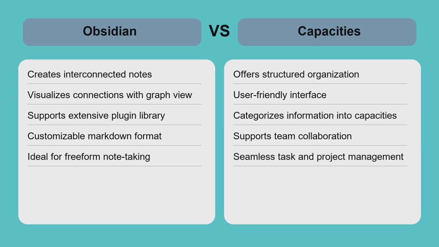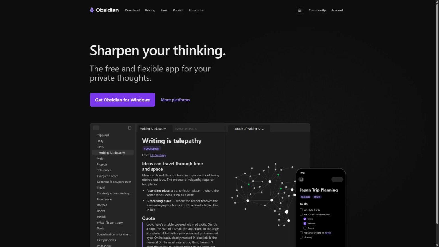For example, a student might favor Obsidian for research projects, while a project manager may opt for Capacities to keep tasks and deadlines in check. Ultimately, the choice depends on your personal workflow and preferences.